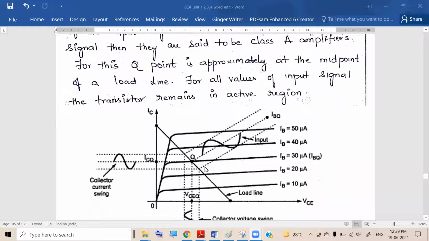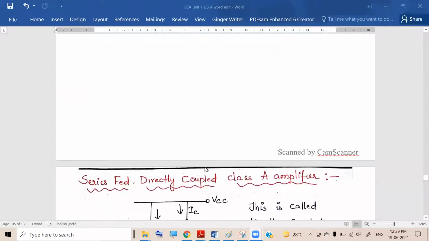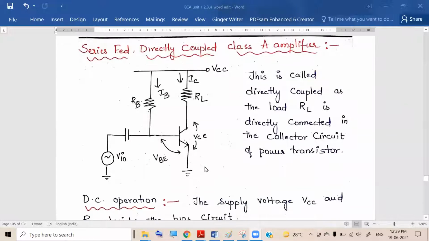Okay, so again I'm repeating what happens in your transistor amplifier. First, we design the DC biasing. DC biasing means only the DC supply, without giving the input, without giving the sinusoidal input. We consider VCC, IB RB, IC RL, and the transistor. Only this part. Such biasing is called fixed biasing.